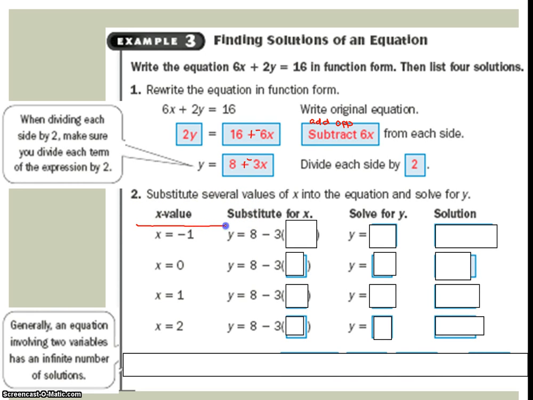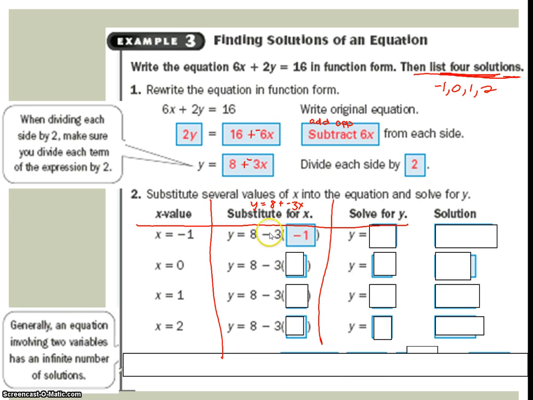Now I'm going to make my 3-column chart. They didn't actually tell me what x's to use. Because they didn't tell me, I'm going to use negative 1, 0, 1, and 2. So here's my negative 1, 0, 1, and 2. I'm going to plug that in for the x. So this was y equals 8 plus negative 3x. And I am going to change this to adding a negative. So let's change all these to adding the opposite.